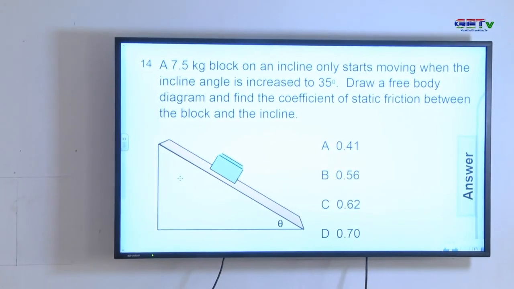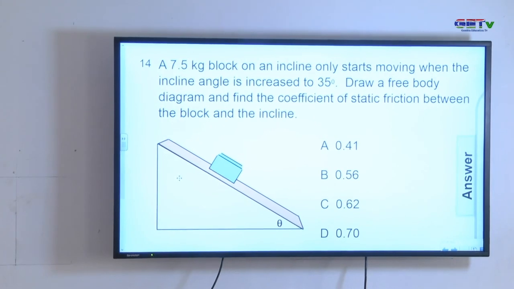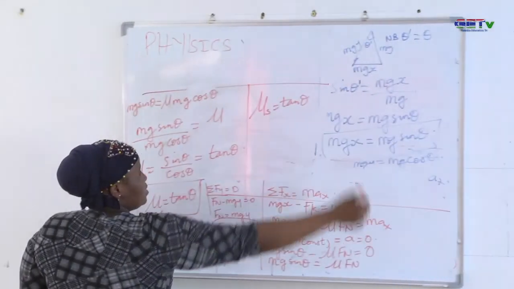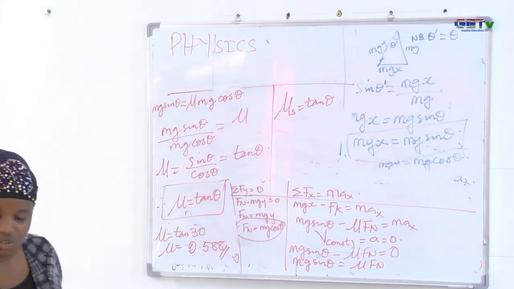So you need the same explanation to answer this particular problem. We are given the angle and the coefficient of kinetic friction or static friction is required. We do the same thing. Mu s will be equivalent to tan theta. Theta is known. So you just substitute and obtain your answer.